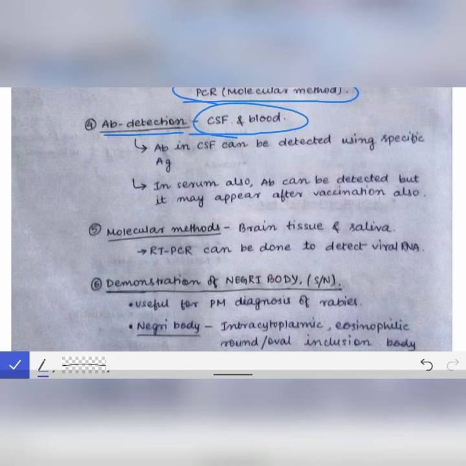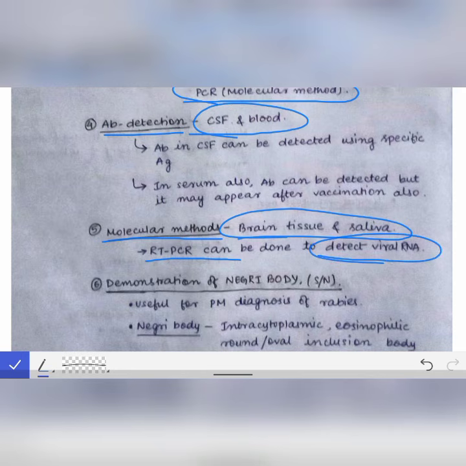Other than that, we have the molecular methods. Molecular methods are employed for the brain tissue and saliva. For detection of the virus in the brain tissue and in saliva, we use molecular methods, and in the molecular methods we use RT-PCR, because the virus is an RNA virus, so we have to detect the viral RNA, and for that we need RT-PCR. With the help of RT-PCR we detect the virus.